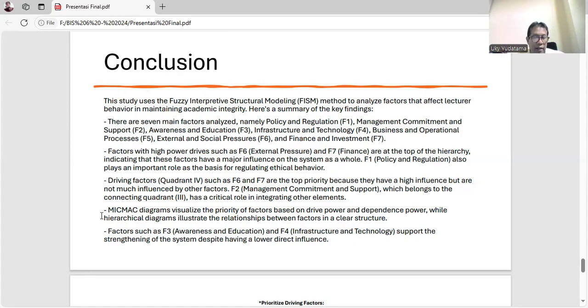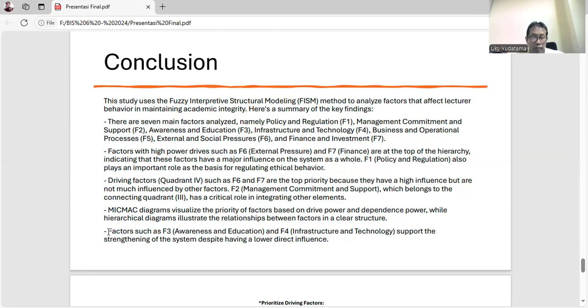Power driving factor: F6 and F7 are placed at the top of the hierarchy. These factors have a strong influence on the overall system but are less affected by other factors. F1, policy and regulation, also plays a crucial role, setting the foundation for ethical behavior and guiding the other factors. Prioritizing driving factors, such as F6 and F7, should be given priority as they exhibit high driver power but are minimally influenced by others.